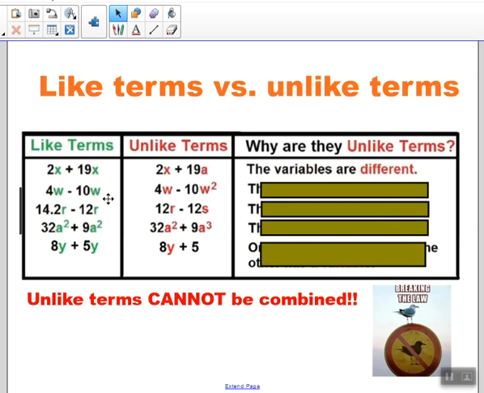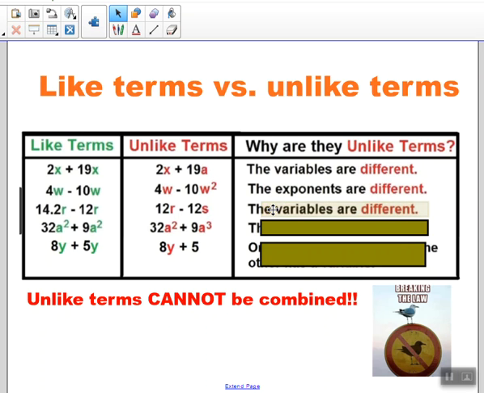Right here, like terms, but right here, unlike terms, because what's the difference? This one has an exponent of 2, this one doesn't. So those are unlike terms right there because of different exponents. Right here, these are unlike terms, again, for the same reason as this first one up here.